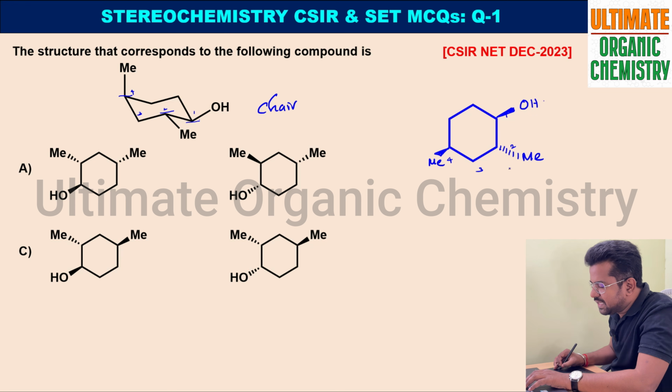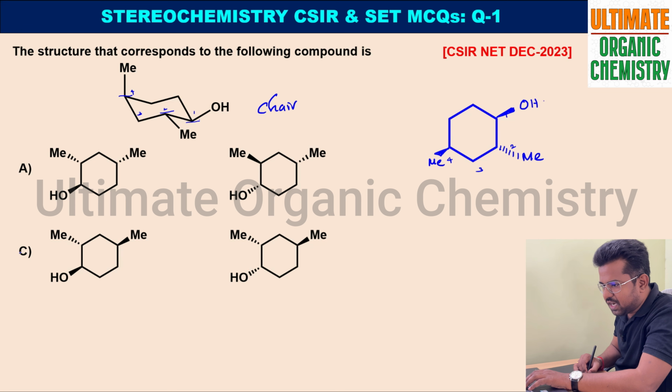So in this structure, the first carbon OH group is present above the plane, the second carbon methyl group is present below the plane, and the fourth carbon methyl group is present above the plane. And if you check, this kind of structure is matching with option C. So that's the right answer.